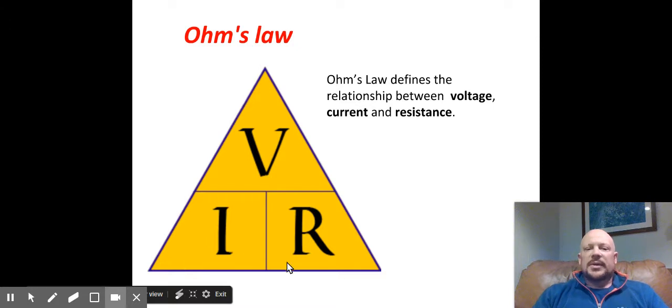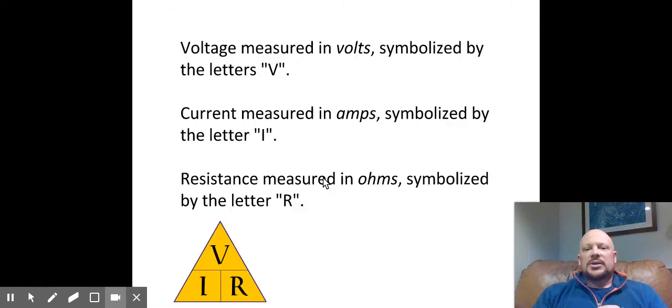Now, this triangle is going to be helpful for us of just remembering what goes where. And so we're going to look at what these letters mean, and then how do we use this triangle to help us solve equations. In our triangle, you see we have V, I, and R. So what do those stand for? Well, voltage is measured in volts and symbolized by the letter V. And so the top of our triangle has a V in it. And so that's going to be our volts.